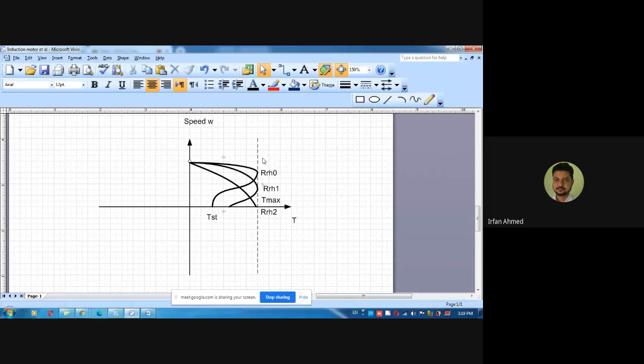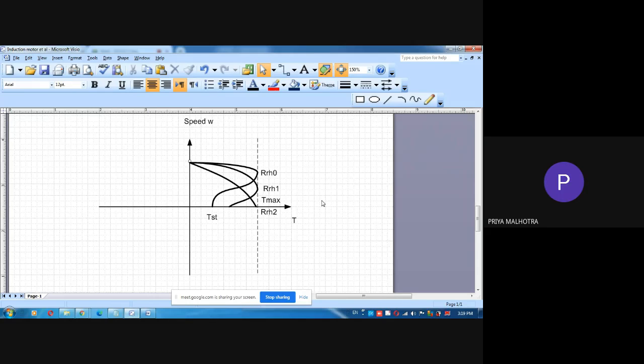So which characteristic will you prefer? First, second, or third? The one with R_r0. First one is preferred. Why is it preferred? Low resistance, sir. Losses are less. Yes, because as you are increasing the resistance, your copper losses will go on increasing. Correct?